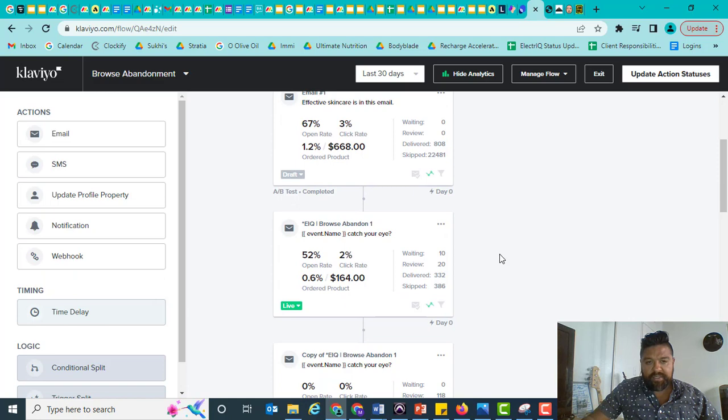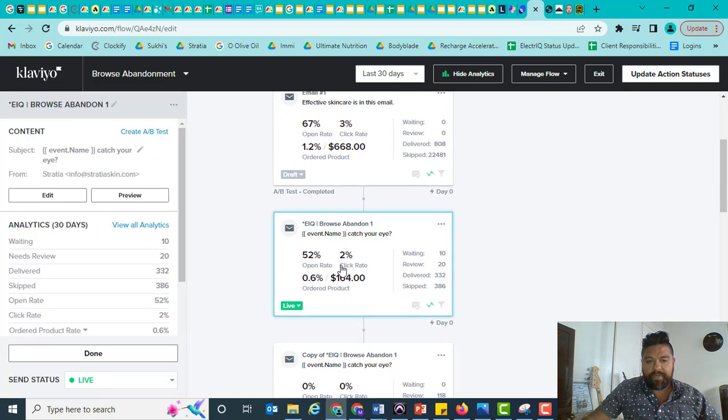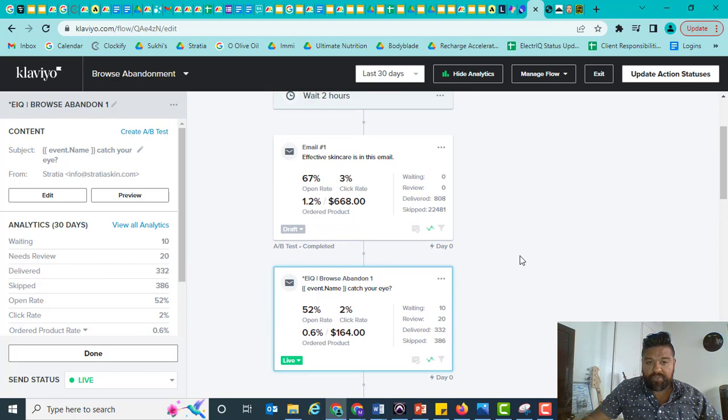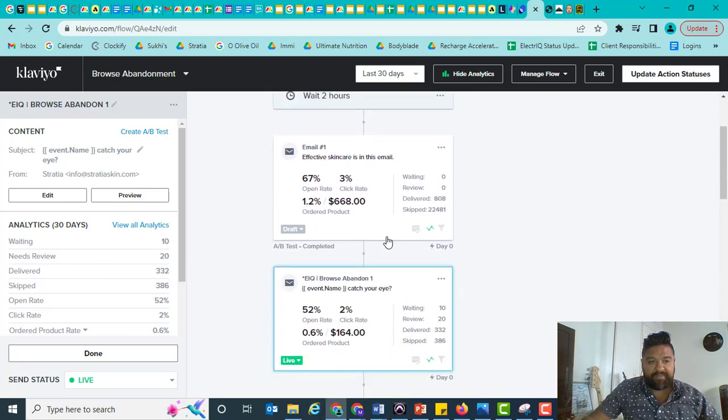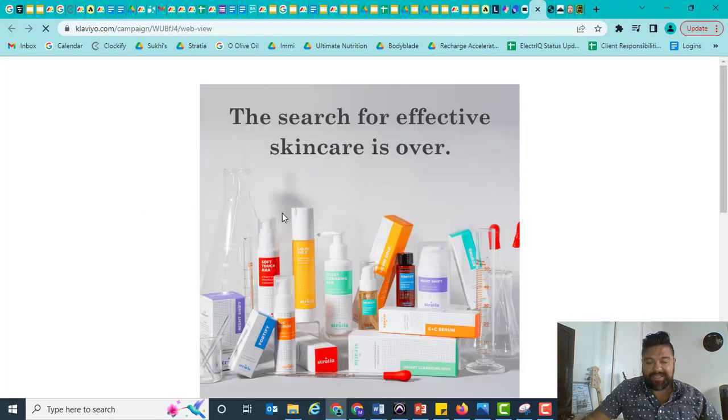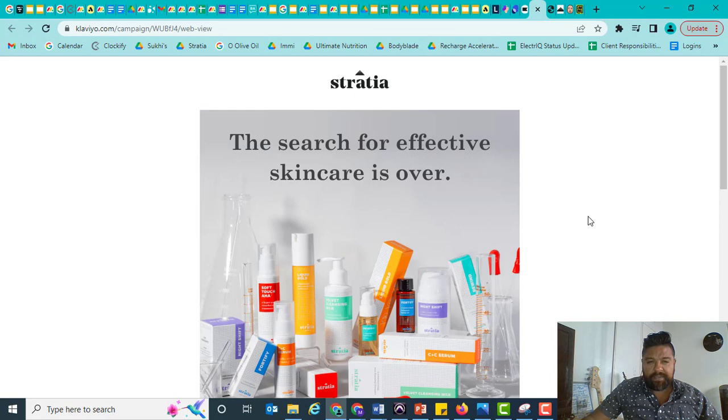So let's take a look at the first email that they get. Take a look at the open rate. It's really good. The open rate is 52%. Click-through rate is 2%. And we're sending this message 2 hours after they've left the website or the product that they were viewing. And let's look at the message.